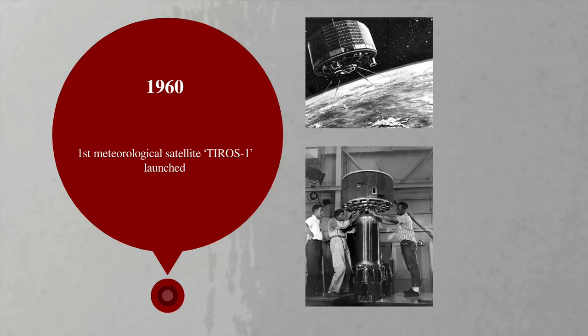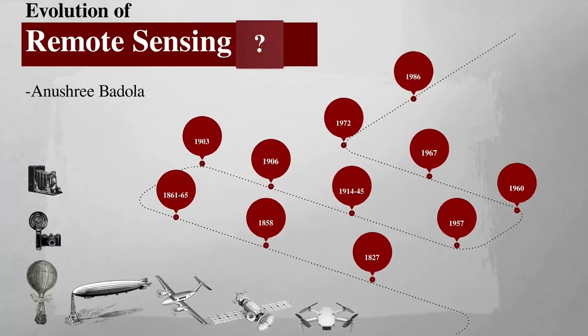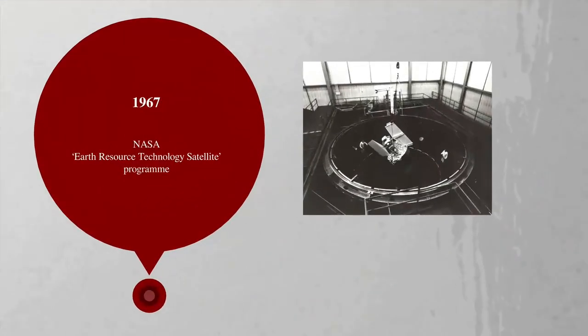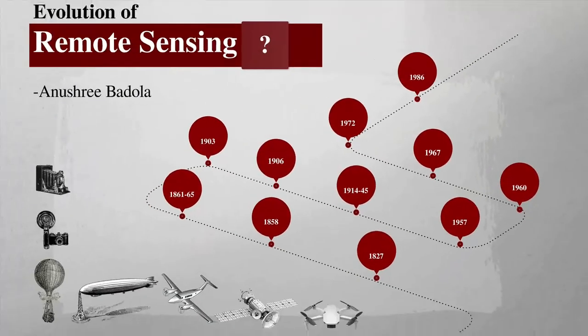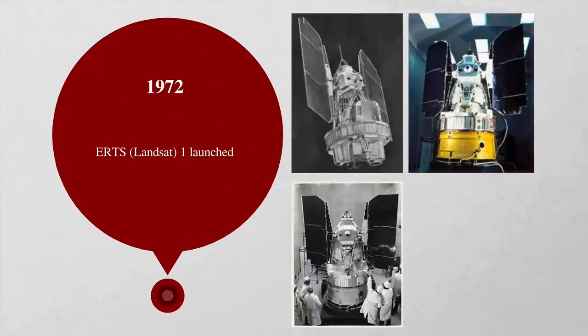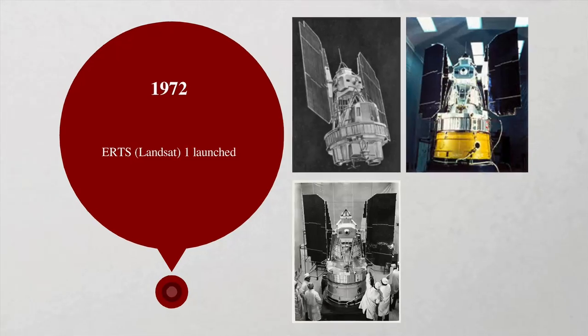In 1960, the first meteorological satellite, TIROS-1, was launched for getting weather information. In 1967, NASA launched the satellite program for Earth Resource Technology. Under this program, Earth Resources Technology satellite was the first satellite which was launched in 1972, and this was later named as Landsat 1.